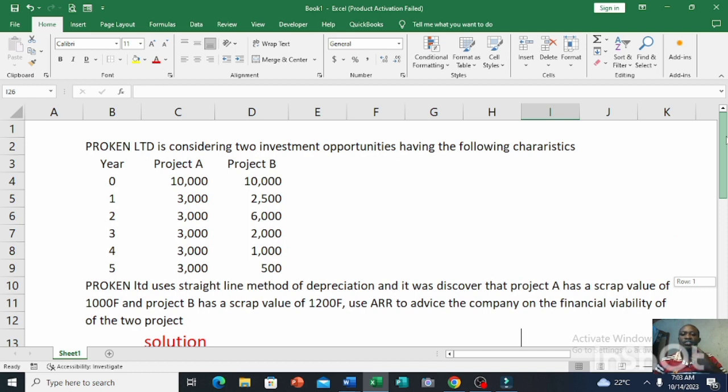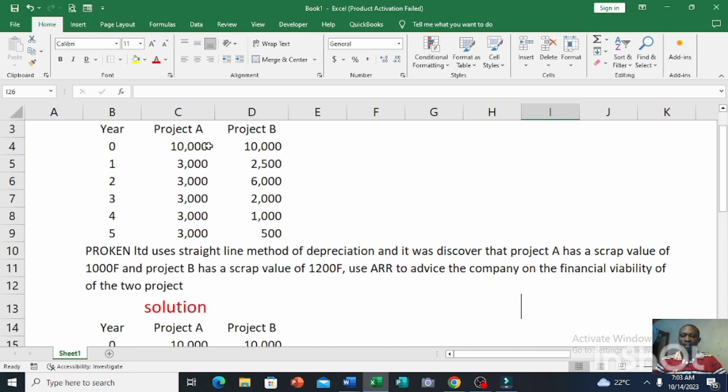Procure Limited is considering two investment opportunities having the following exits: project A and project B, with the various years. Then they say that the company uses a straight line method of depreciation, and it was discovered that project A has a scrap value of 1k and project B has a scrap value of 1,200. They say use the accounting rate of return to advise the company on the financial viability of the two projects.